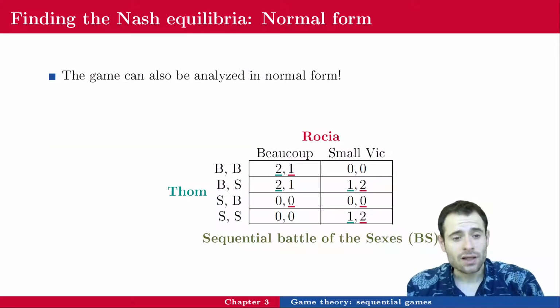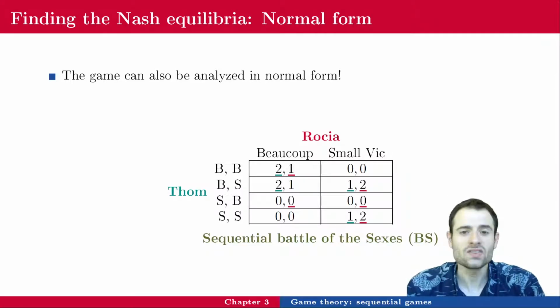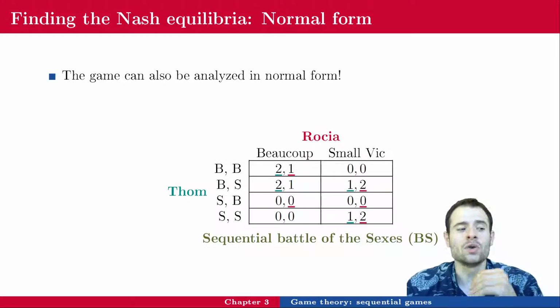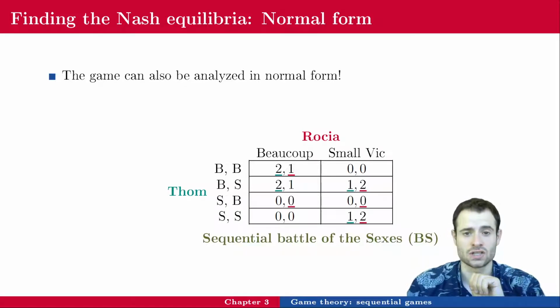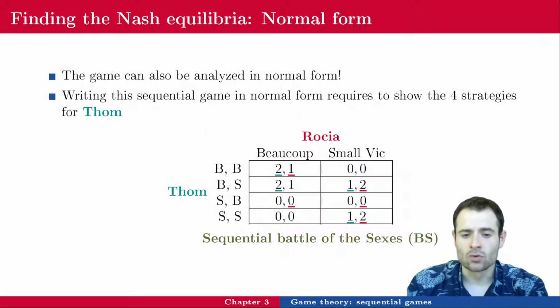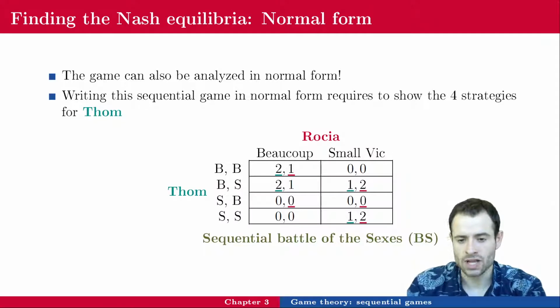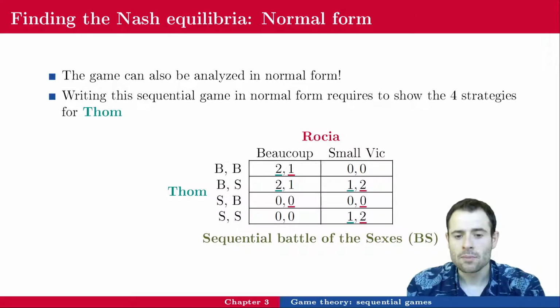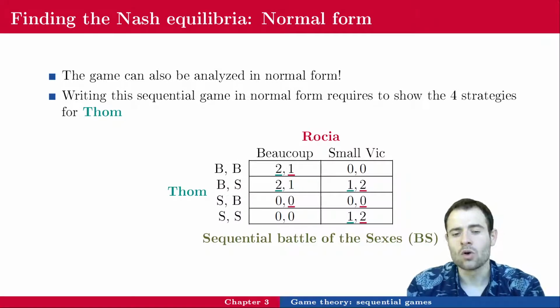It turns out that the game can also be analyzed in normal form. But in the normal form, we need to list all the strategies. So now we have to be careful because Tom has 4 strategies. If I put Tom in rows, Tom has 4 strategies, which I represent with just the first letter of each action. So B means he goes to beaucoup when Rosia goes to beaucoup, and he goes to beaucoup when Rosia goes to small victory.